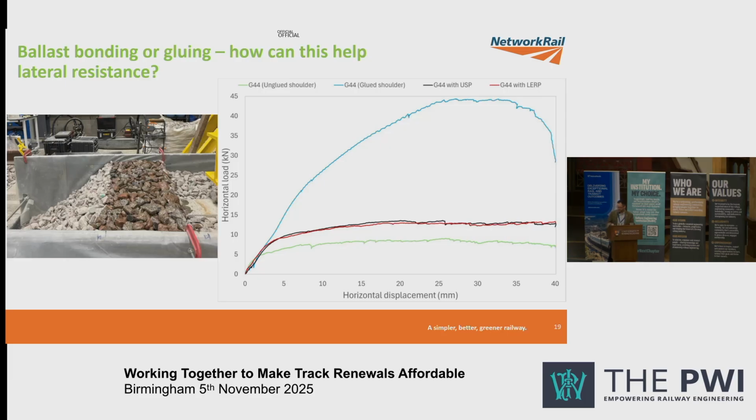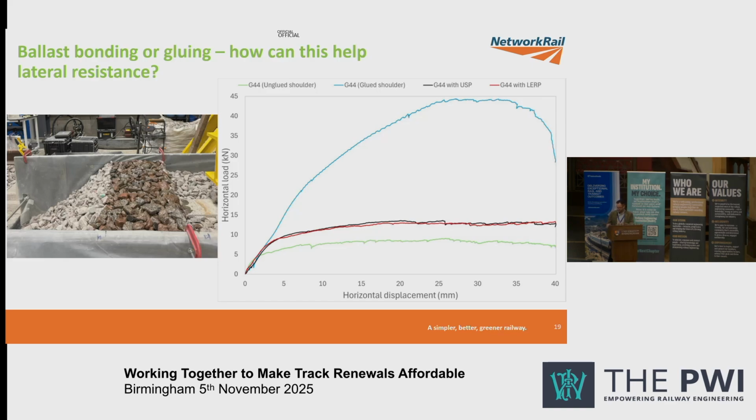Working with Goldschmidt, so this is glue ballast. They approached Southampton. We were keen to see what effect gluing has on sleepers, on the lateral resistance of sleepers and track. We'd been using gluing to stabilize shoulders and to create that beam effect along the edge, but we didn't know how effective it was. We still don't know how long it will last, 5 years, 10 years, 15 years. We need to understand that.